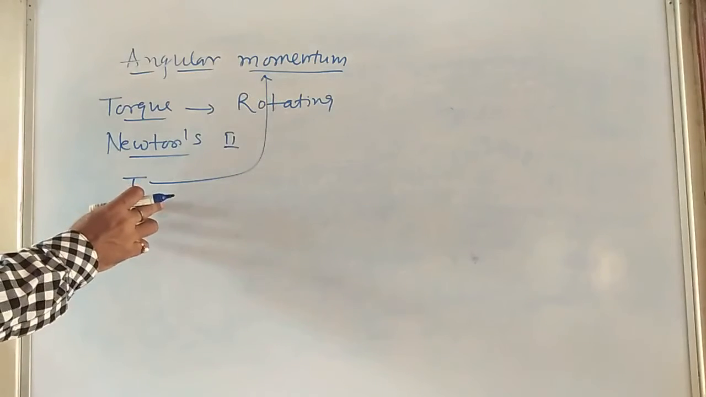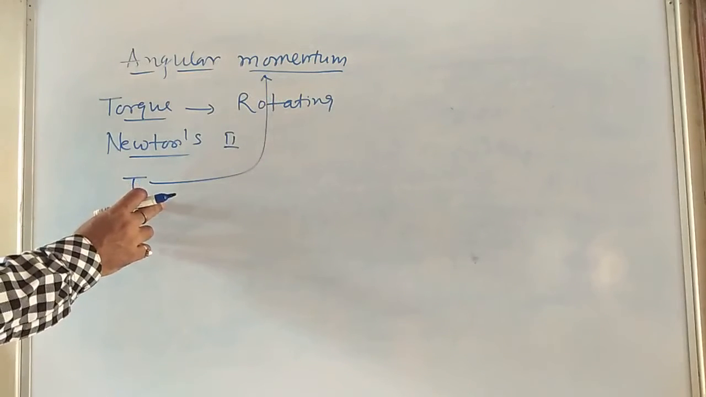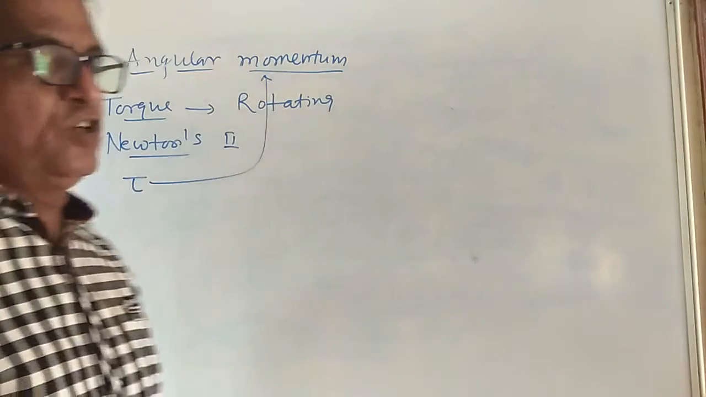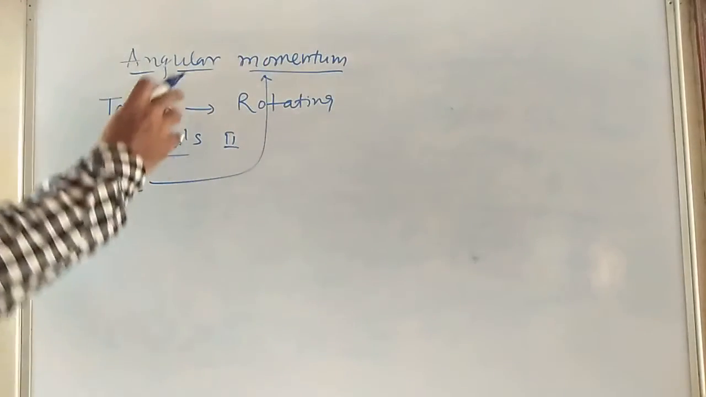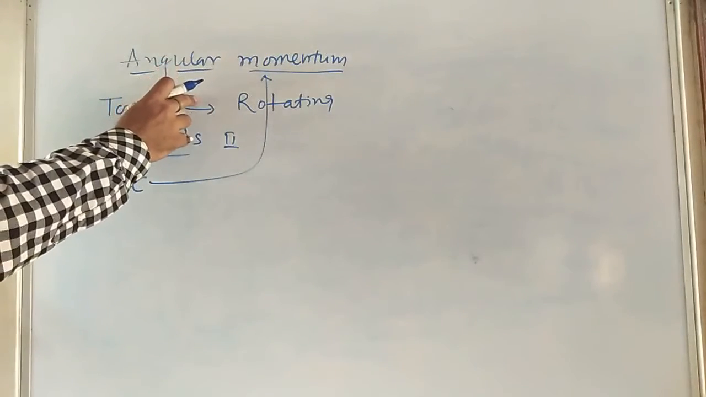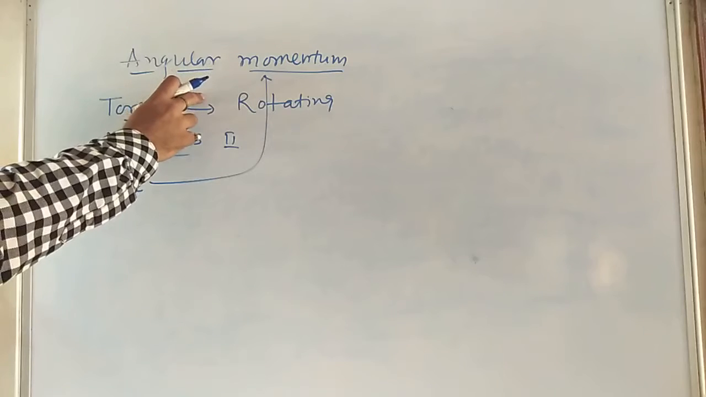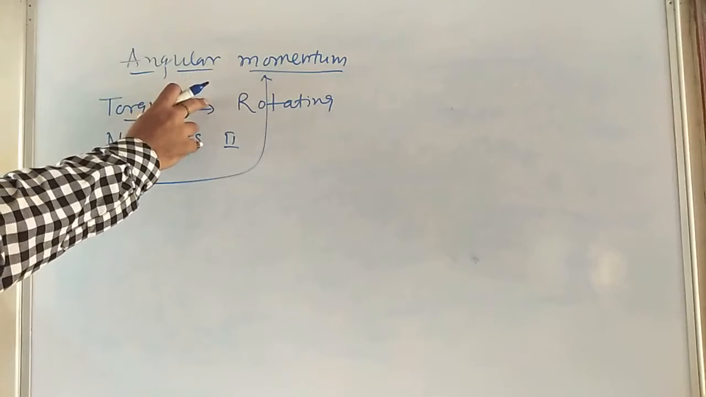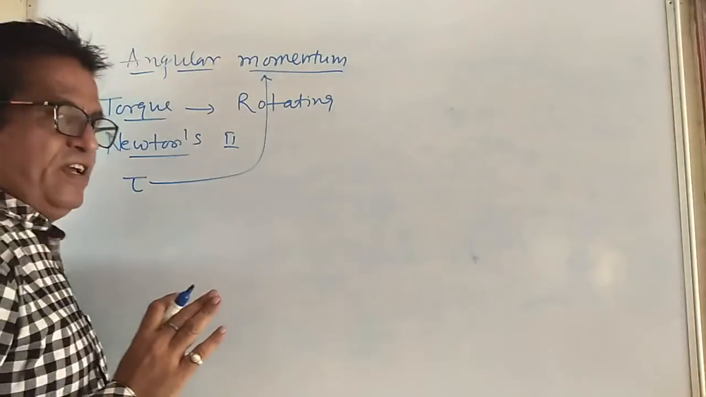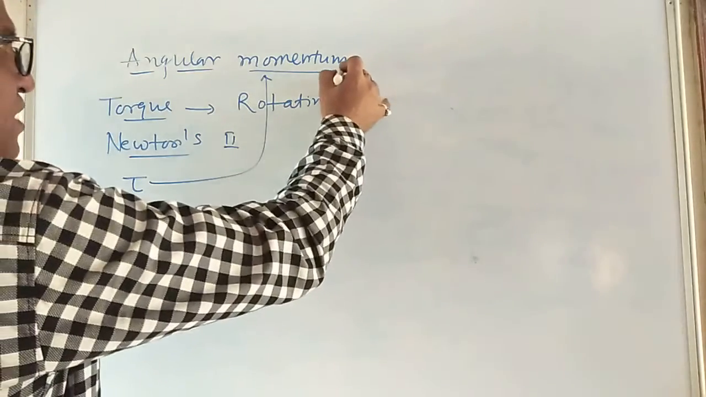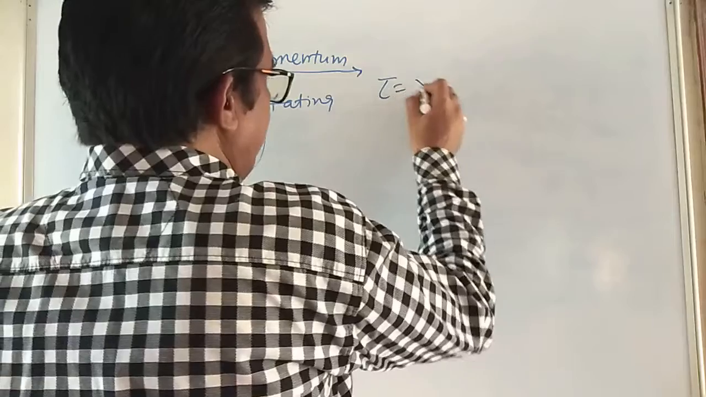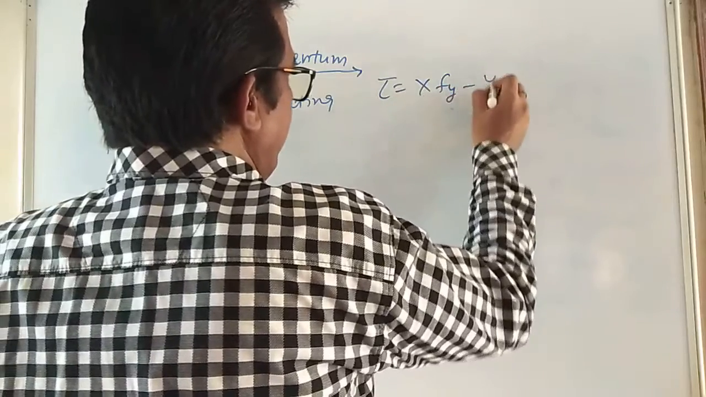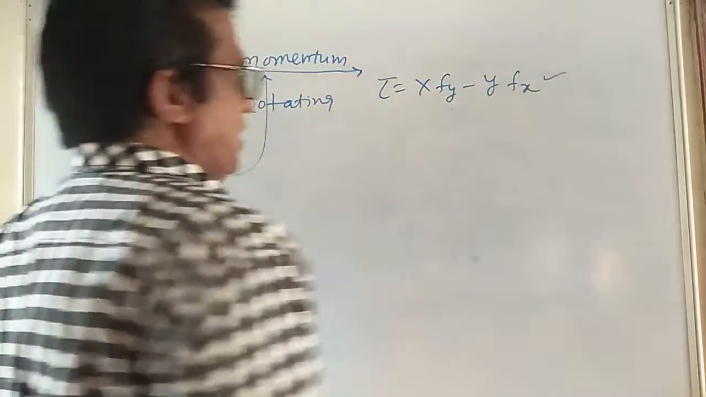So I want to express torque as the rate of change of some quantity, and that quantity must be angular momentum. Again I am rewriting the expression for the torque of a particle rotating in the xy plane, that we know very well: torque is equal to x fy minus y fx. This we saw in the last module.